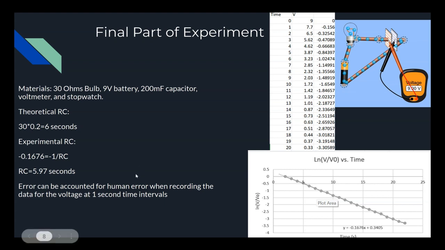This can be accounted for with the human error that was present on my part, as I likely had inaccuracies when evaluating what the voltage was at specific time intervals.